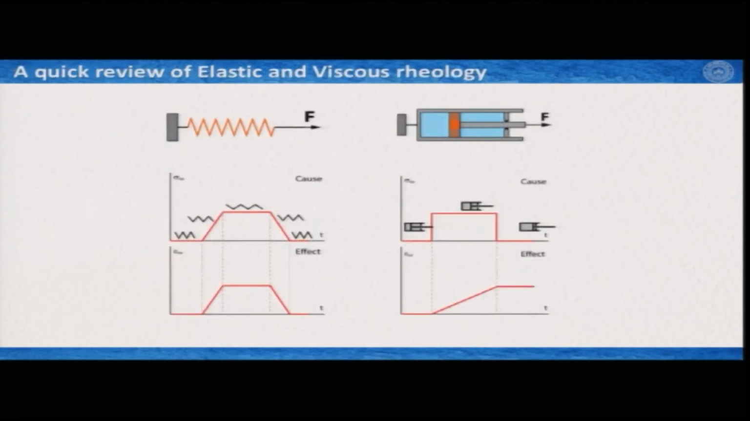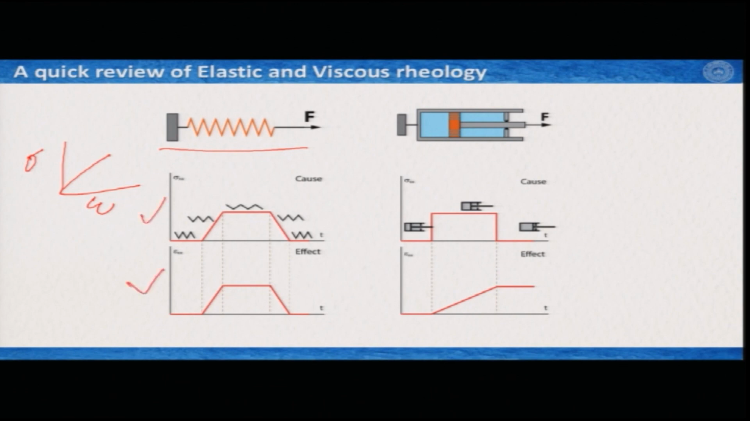So, let us have a quick review of what we have learned for viscous and elastic rheology. We know that elastic rheology is explained by a spring and the stress strain curve is linear, something like that. This is your stress, this is your strain, and this is the stress versus time and strain versus time response, this one and this one.